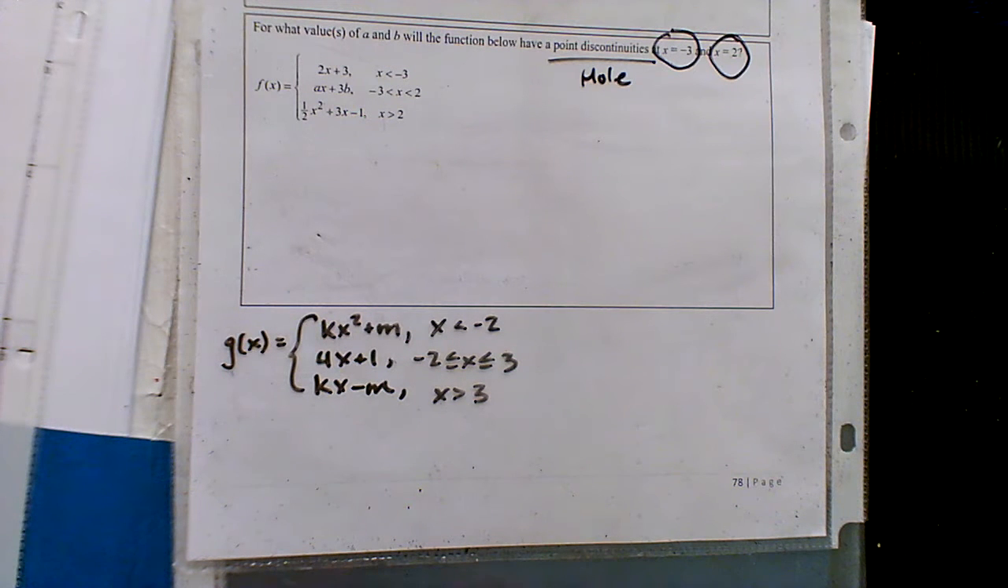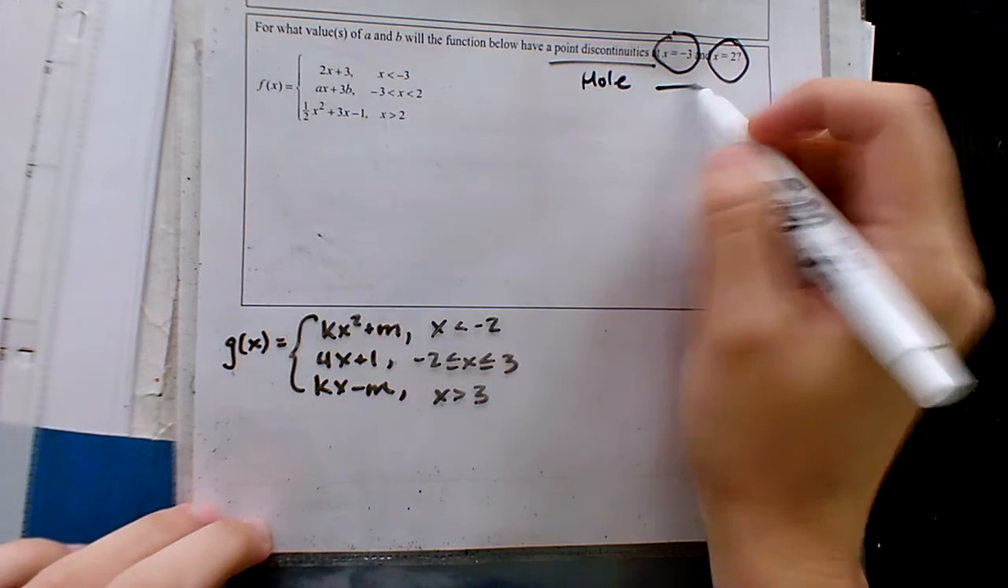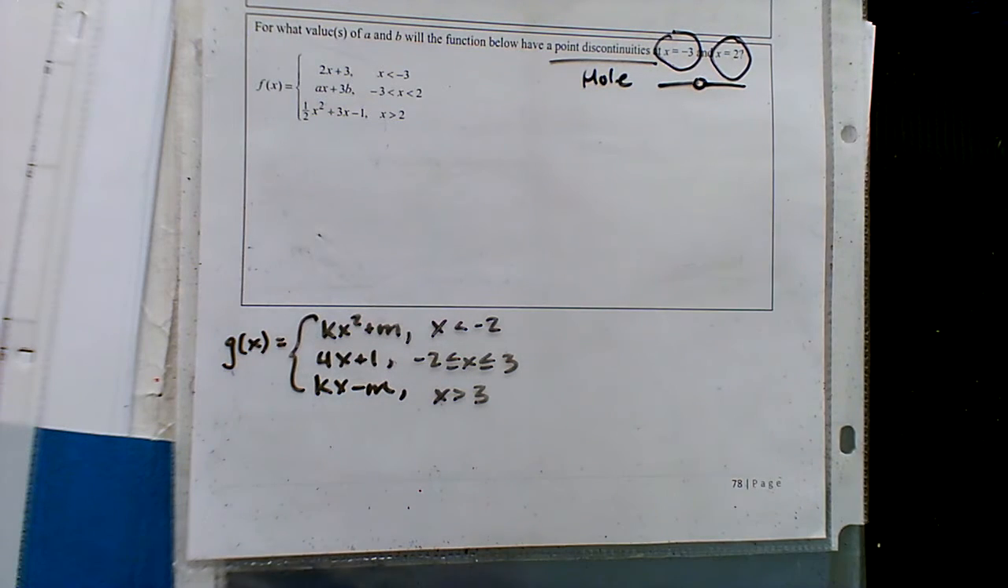What's our definition of a hole? Our visual idea of a hole? Can you describe it? If we had a graph, what would it look like? What do you think, Hadley? Open circle. Okay, so two separate pieces, two separate functions that come together, and they're going to meet, but they specifically meet at an open circle. So we're trying to get something to look like that.